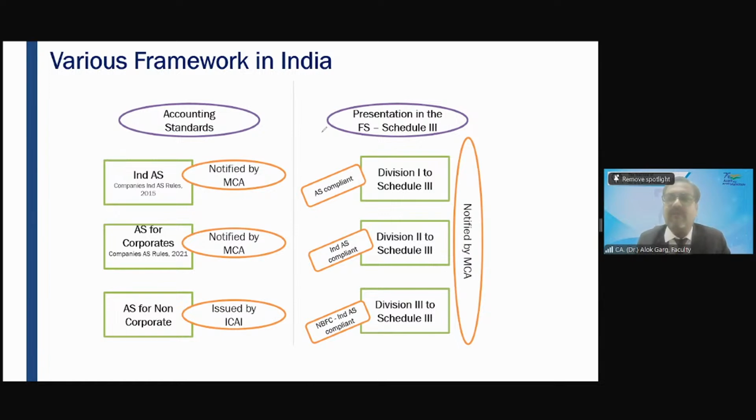Likewise, friends, as far as presentation in the financial statements is concerned, the Companies Act has given us Schedule 3. What is the relevance of Schedule 3? Schedule 3 provides us the format of the financial statements: how to present your balance sheet, how to present your profit and loss, how to present your statement of changes in equity, how to prepare your cash flow, and what the disclosures in the notes to accounts should be. These formats have been provided in Schedule 3, which is given under the Companies Act 2013.